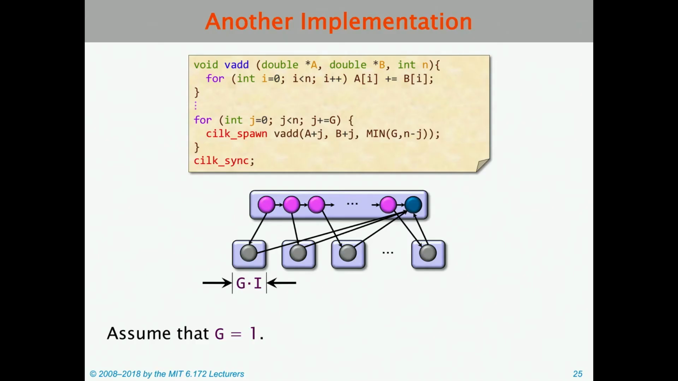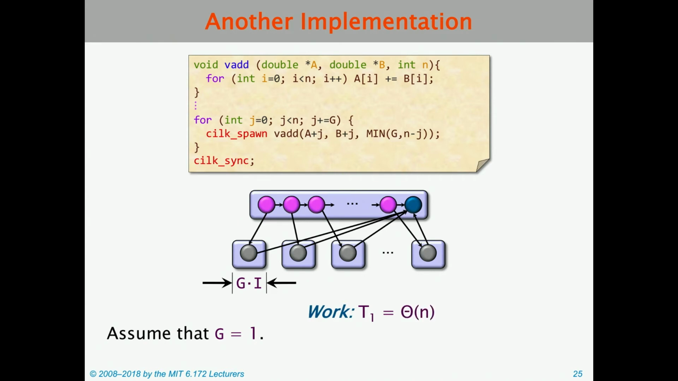Well, let's make things easy to begin with. Let's assume G is 1 and analyze it. This is a common thing: you assume the grain size is 1 and analyze it, and then, as a practical matter, coarsen it to make it more efficient. So if G is 1, what's the work of this? Yeah, well, it's order n, because those other two things are constant. Exactly right. It's order n.